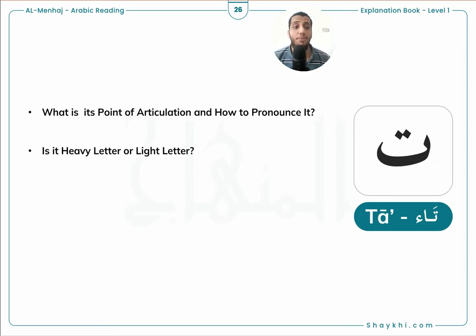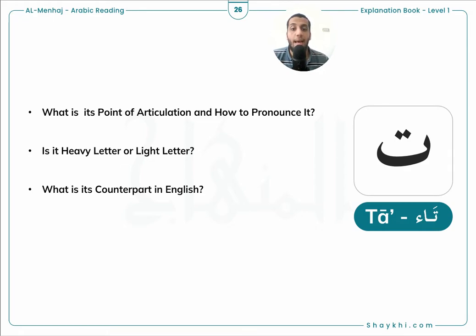Okay, so let's move to the next question. What is the counterpart of letter T? It's so easy and so clear that the counterpart of this letter, which is letter T, in English, is letter T. This is the counterpart of letter T in English.